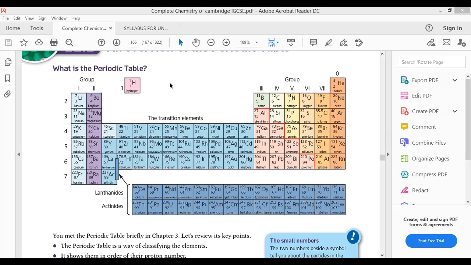Now, look here. First 8A. This is group 1, 2. Then come here: 3, 4, 5, 6, 7. And this 0 group is the 8th group. So in total, how many A groups? 8. Now, how many B groups? 10. So this central part, starting from scandium to Zn, zinc, this whole central part of the periodic table, has 10 groups.